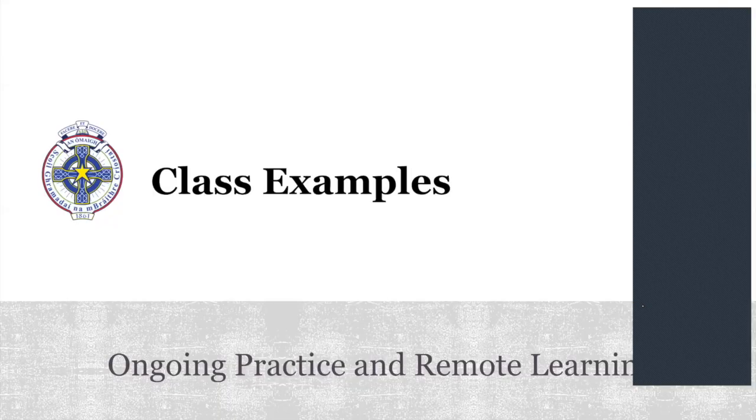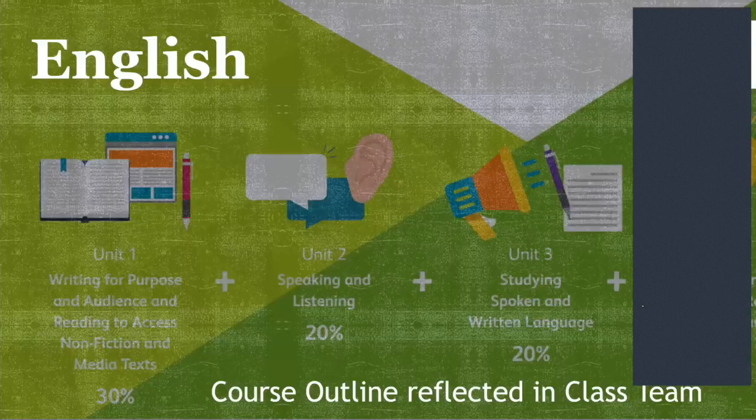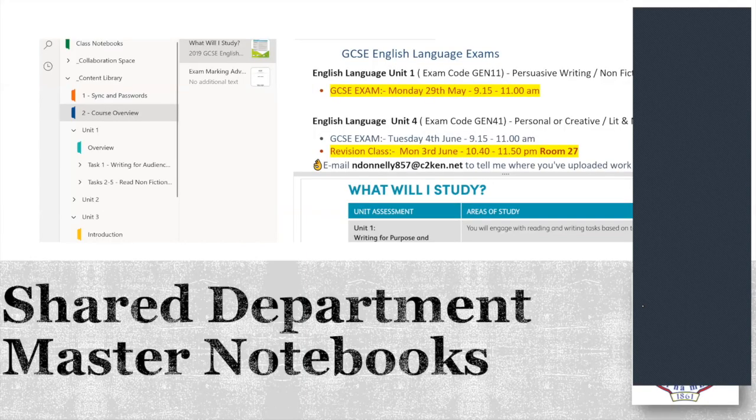Okay. Some class examples, I'm going to typically work through my English and what I would do. So in English, we have a shared department master notebook. So we'll use Microsoft Teams, and within that, there's a notebook. It's a blank canvas binder that you can basically put anything into. And we do it by departments first.